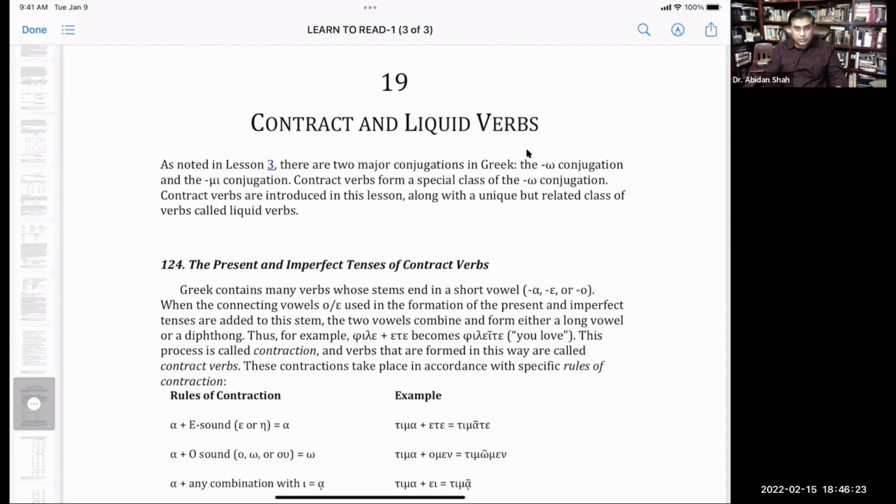Next week, I think the last lesson, page 12, chapter 25, will be the mi verbs. And I know it's kind of like, just when we are barely getting a handle on the omega verbs, all of a sudden there's mi verbs. Right, I know. But again, keep in mind, you need second year Greek to master all these things. So with that said, contract verbs are introduced in this lesson along with the unique but related class of verbs called liquid verbs. You're going to see both of them very rapidly.